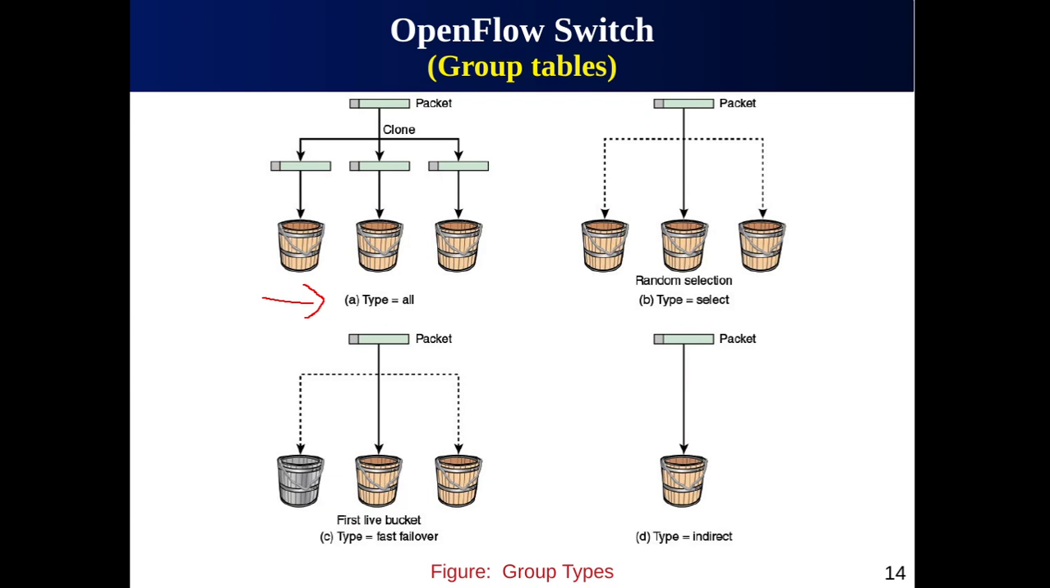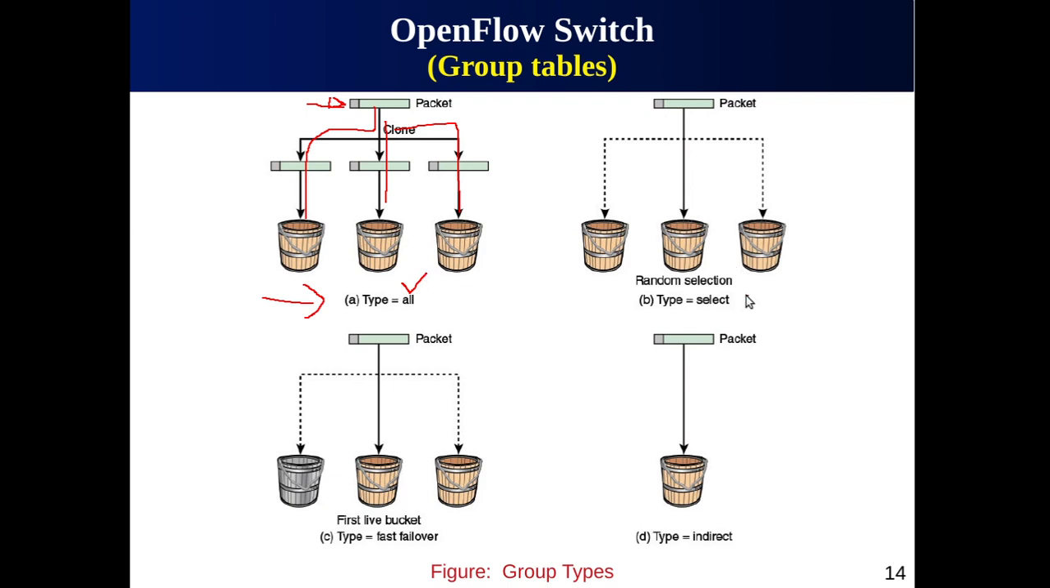How? For example, you have an incoming packet to the bucket, then it will be transmitted on multiple output ports. In the terminologies of networking, this group is used for multicasting and broadcasting. Like you have a packet, you make copies of that packet and you send them to all the buckets. Or in other words, you forward the packet on all the output ports. Okay, that is why it is called all.